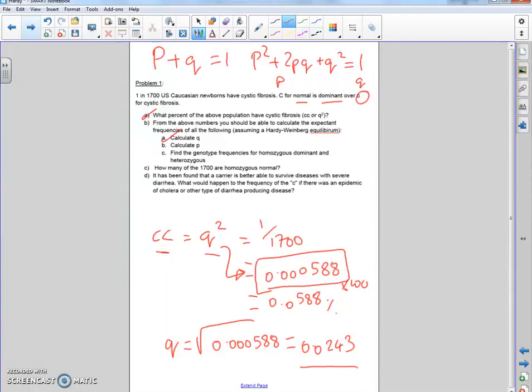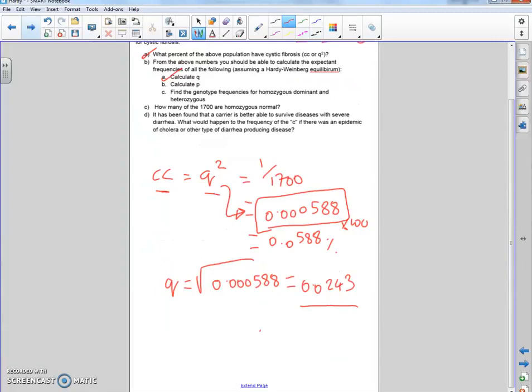Now we've got to calculate P from that. So far we've used this equation up here, and by solving for Q squared, we've got that. But now we can use this equation here, because P plus Q should equal 1. So what do I need to add to this to get 1? We just do 1 minus 0.0243, and you'll get P, which is equal to 0.976. Very good at rounding there. So we've now been able to calculate P.